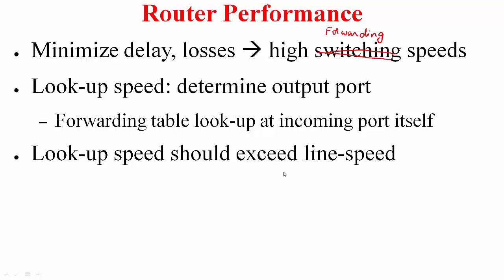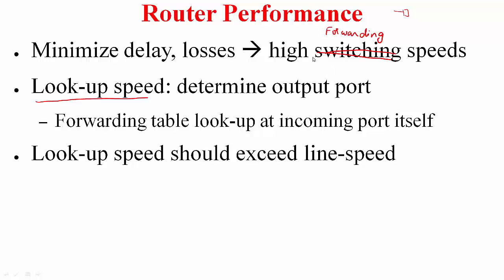Whenever a packet arrives at the router, you want the packet to experience the least amount of delay, as well as preferably not experience any losses. Both these, that is minimizing delay as well as losses, can be achieved by high forwarding speeds. That is, as soon as you get a packet, try to get rid of the packet out of the router at the earliest time possible. Why is this true? I'll get to that shortly.